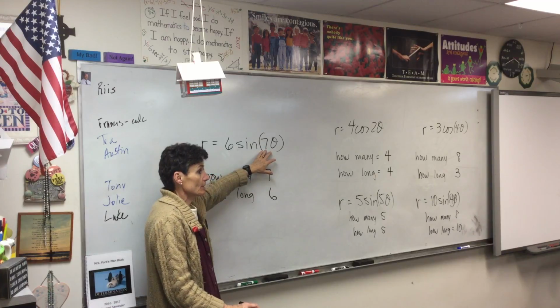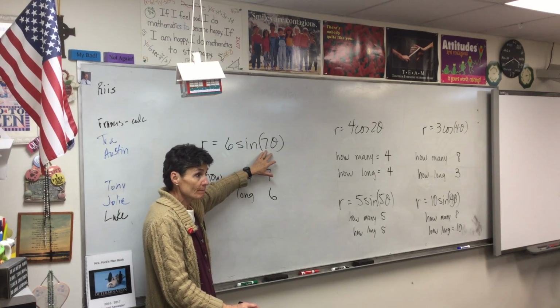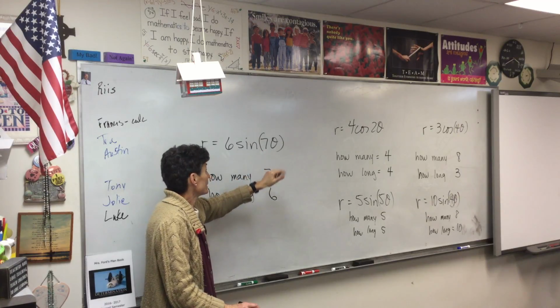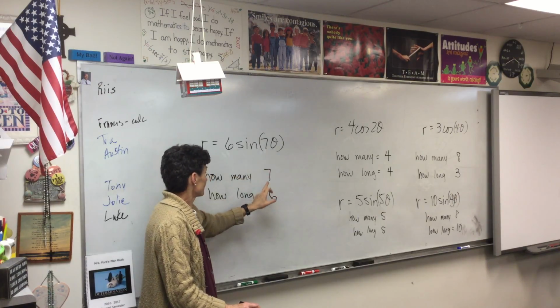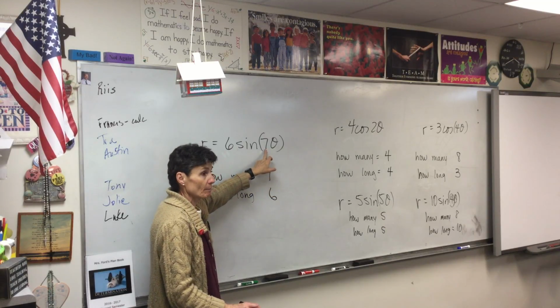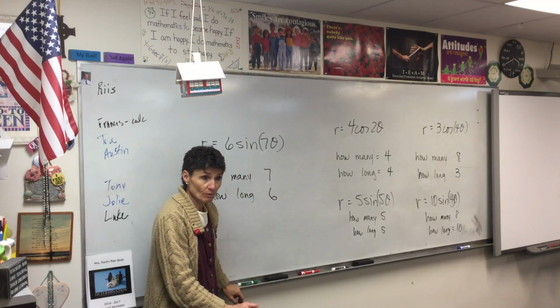This number controls how many there are, but it depends if that number's odd or even. If it's an odd number, you have that number. If it's an even number, you would have double that number.